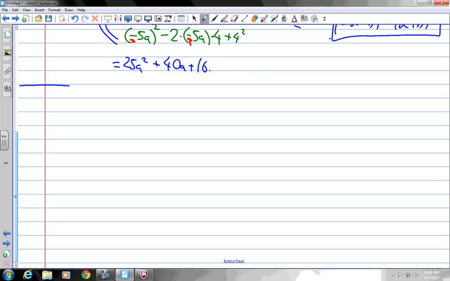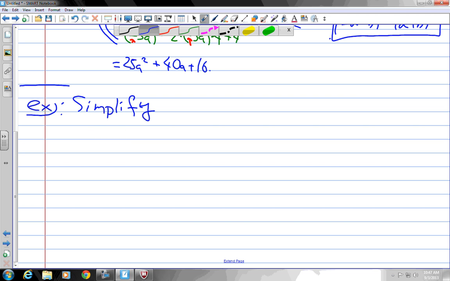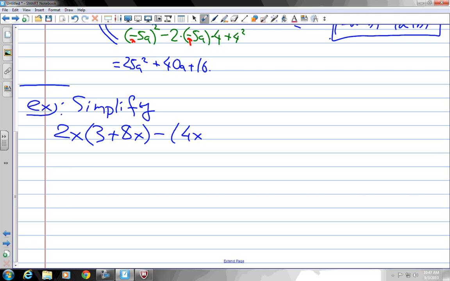Let's try this one. So this is just asking you to simplify an expression. What I wanted was 2x times (3 plus 8x), minus (4x minus 0.5) squared.